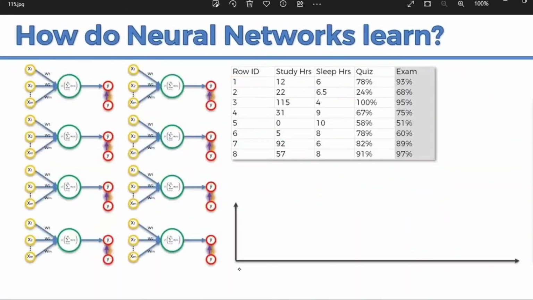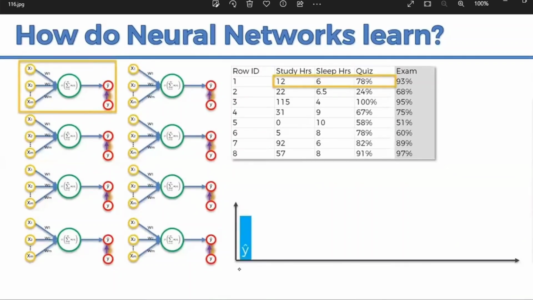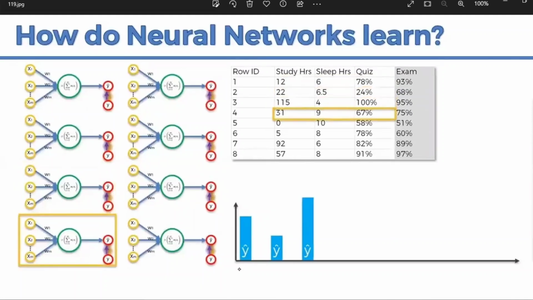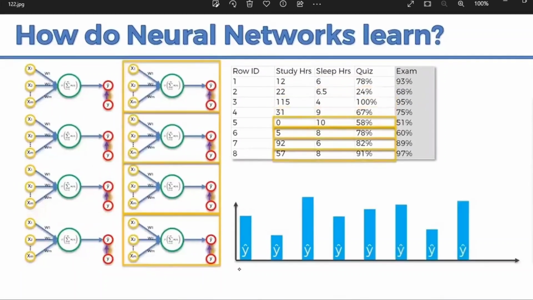See, for example, here I'm having a small data set. Total 8 records are there. These 8 records I'm using for training purposes. Forget about the test records. Now, first it is going to take the first record and calculate the predicted Y. Second record, predicted Y. Third record, predicted Y. Fourth record, fifth record. Like this for all the records, 8 predicted values it is going to produce.